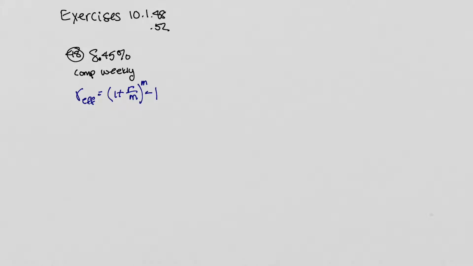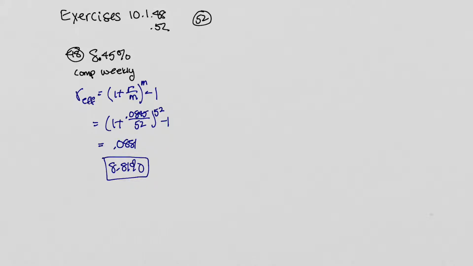So let's put in our numbers. We're going to get 1 plus, now this is at 8.45%, so this is going to be 0.0845. We're compounding weekly, so this is going to be over 52, raised to the 52, and then minus 1. And when I got that computation, I got 0.0881, which amounts to an 8.81%.